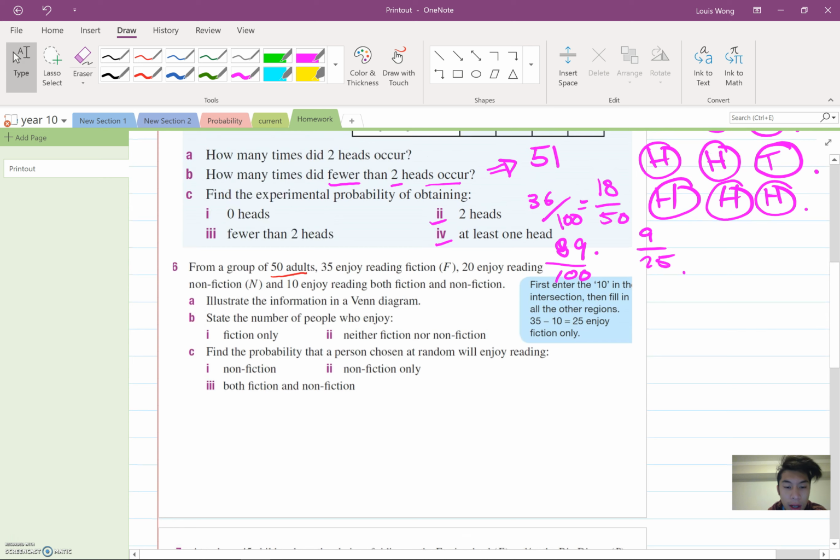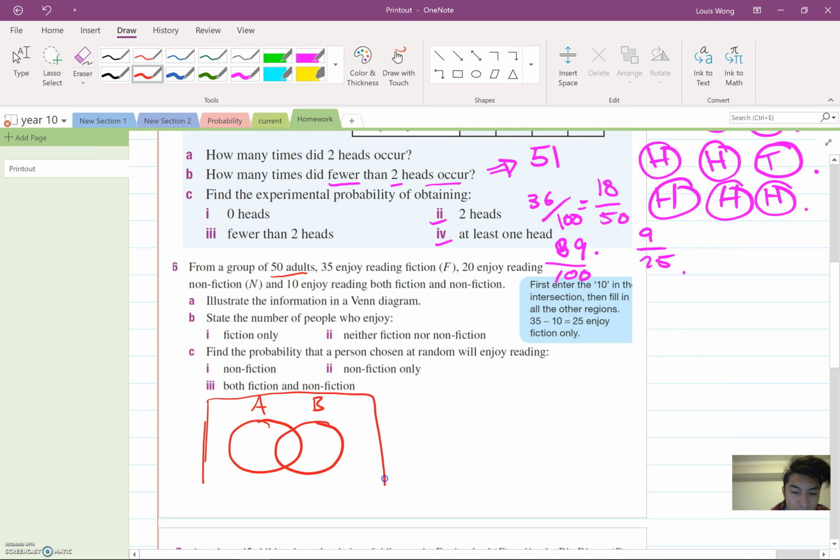I need to start by drawing my circles. Label one A, one B, and I want to finish off with this square around the outside. 50 adults, that's my total. I'm looking for 50 adults in my total. 35 enjoy reading fiction. So maybe A is equal to F for fiction. And non-fiction 20, B is equal to N, non-fiction.